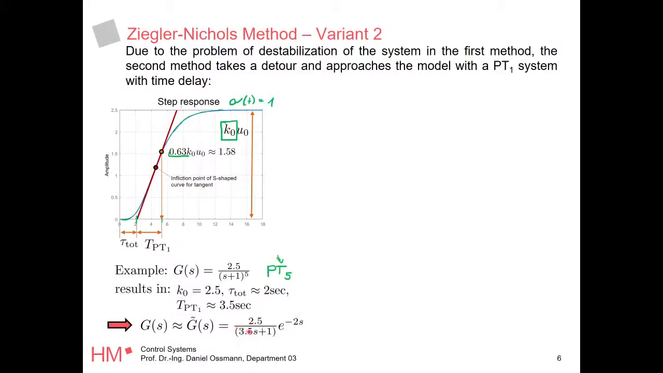2.5 over 3.5 s plus 1. So this is a simple PT1 system. And the time delay in the Laplace domain looks like this, right? So it's a 2 seconds time delay from here to here. And remember, in practice, you would write down this. You don't have this because this is your physical experiment.